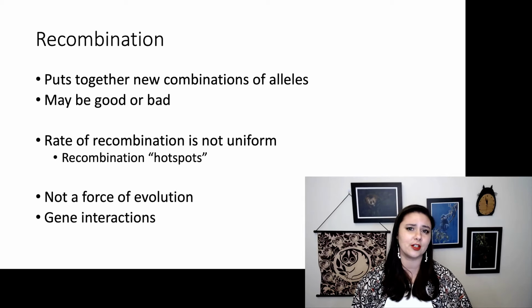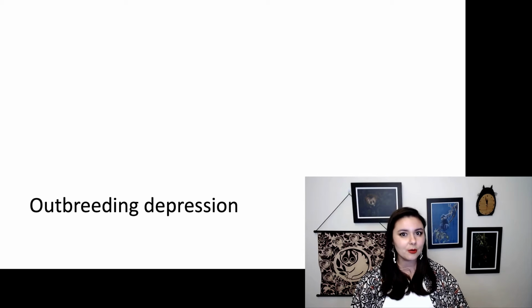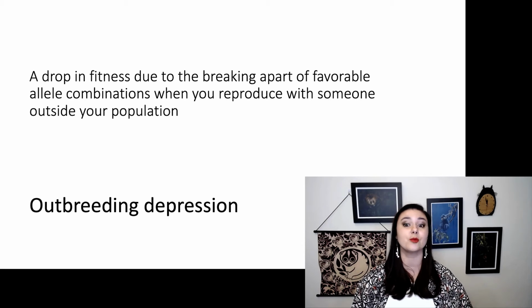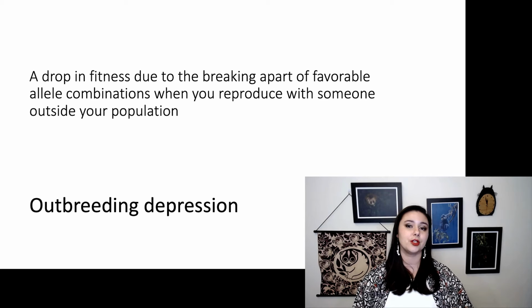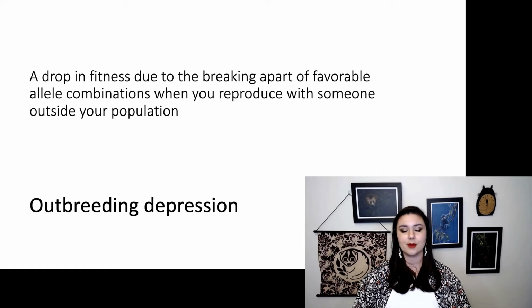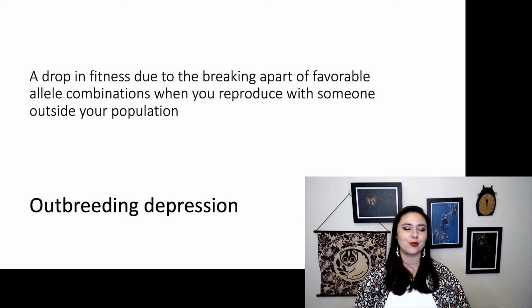Most people have heard of inbreeding depression before, but there's also the opposite, outbreeding depression. So this happens where there's a drop in fitness due to breaking apart favorable allele combinations when you reproduce with someone from a different population. So this is what happens when you break up things that were useful through interbreeding, generally through interacting with recombination.